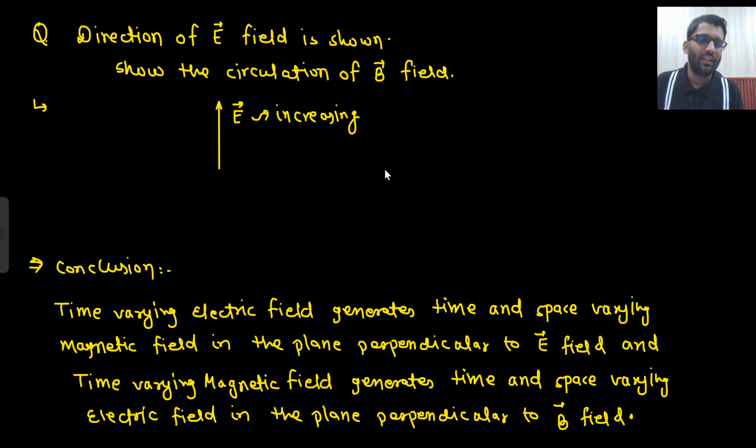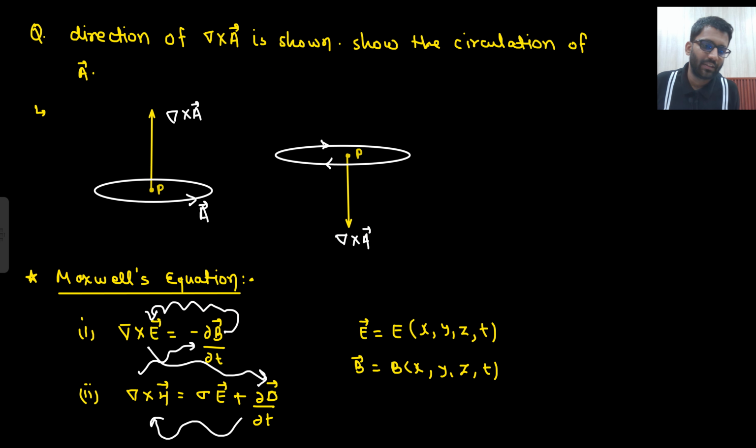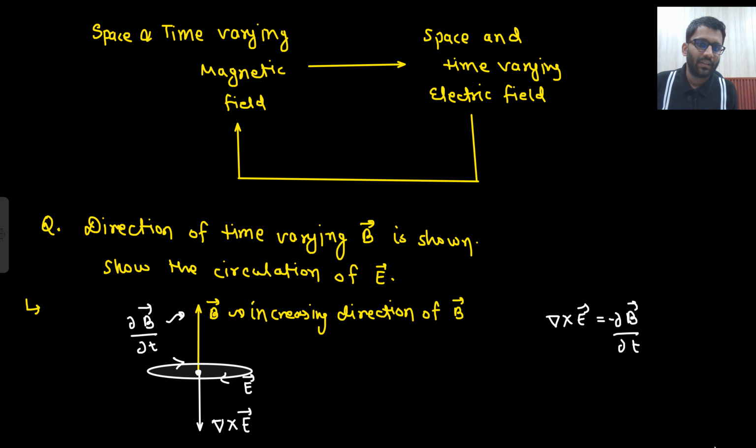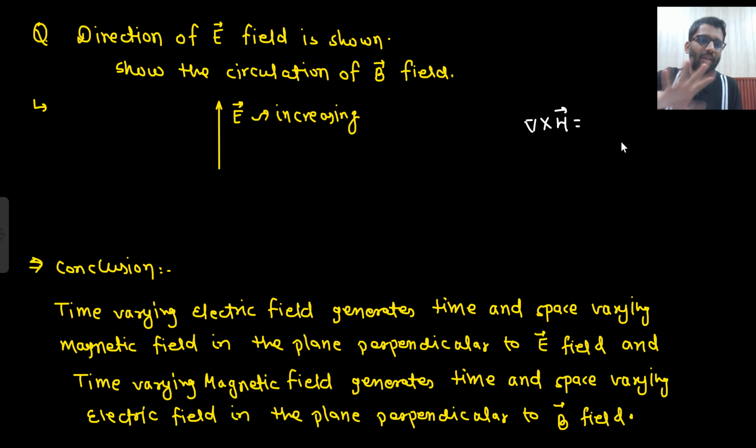Similarly, if the direction of E is shown, so what do I know? Del cross H, this equation I know, no? Del cross H equals sigma E plus epsilon del E by del T, because D is equal to epsilon E. For now I am assuming sigma equals 0. Now this is the scene. The direction of del E by del T is shown. This is the direction of del E by del T.